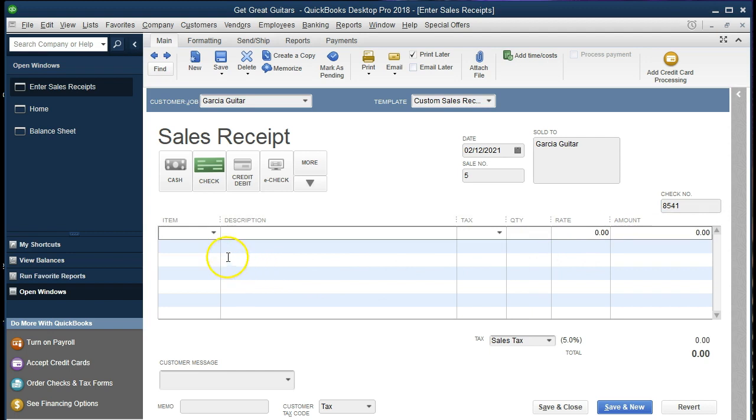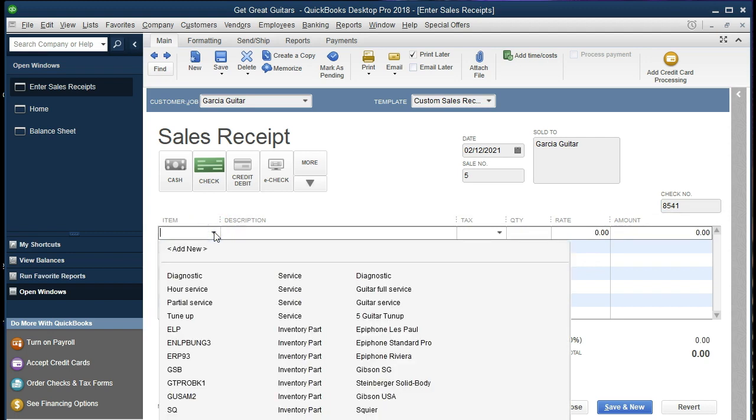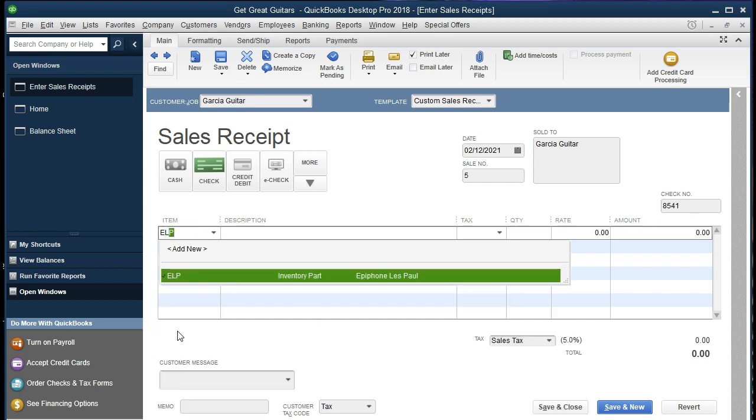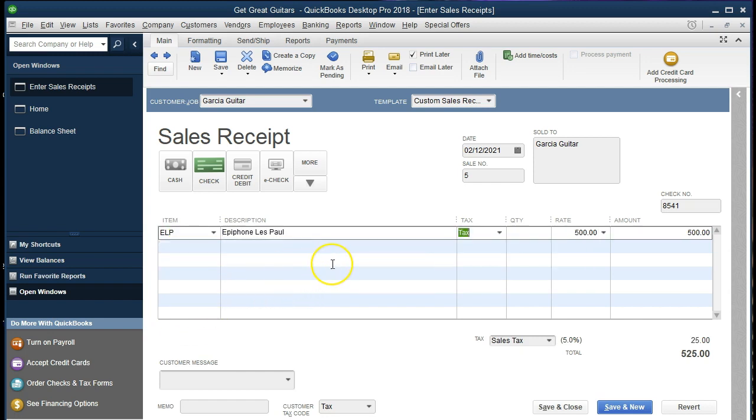Then we're going to say the item that we sold, the guitar that we sold, was an ELP. If we select the drop down, we see it's going to be this item there. If we type it in, ELP, it should pull up, so there it is. And if we say tab, the description will appear. Tax, quantity, we're going to have one of those. The rate is going to be 500, therefore the amount 500. We do have sales tax, that at 5%. And that 5% is an example number. It's going to change from state to state. It's going to be an item that we have to set up to calculate the sales tax and make sure that that's set up within the preferences to calculate the sales tax if needed. And that will be our total amount.